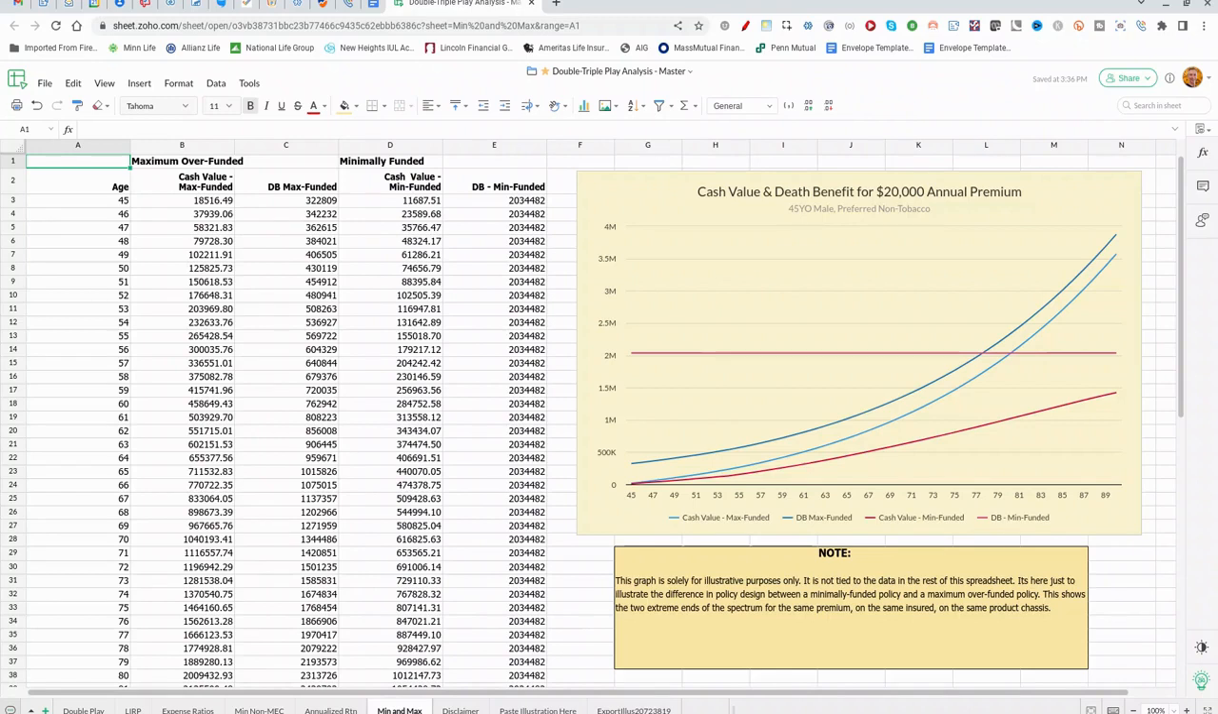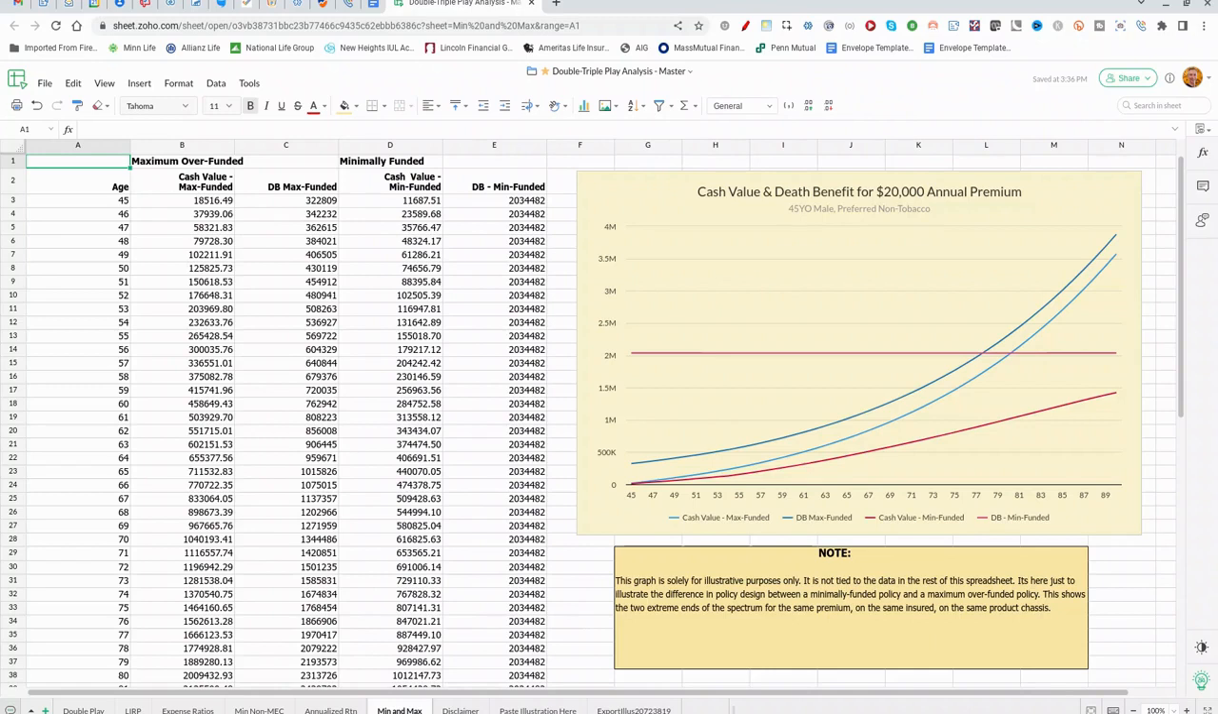And the red line is showing the minimally funded policy. The blue lines are showing the maximum overfunded policy. So you can see that $20,000 could get a 45-year-old male a policy with just over a $2 million death benefit. And then the bottom upward sloping red line shows you the accumulation of the cash value over time. So top red line is the death benefit, bottom red line is the accumulating cash value.